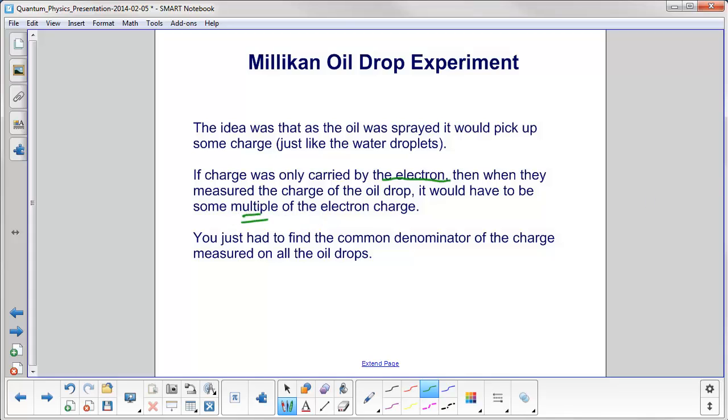You just had to find the common denominator of the charge measured on all the drops, and then the smallest one you could extend out a graph, and that would be the charge on the electron.